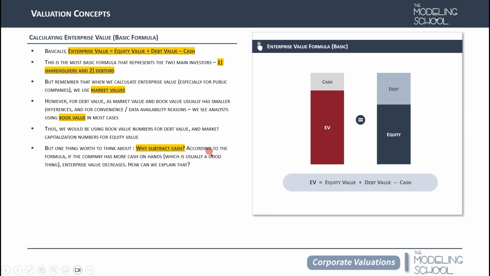But here's a very important question, and some interviewers in technical interviews do ask this specific question: why do we subtract cash at the end of the formula? Because according to the formula, if a company has a substantial amount of cash, ironically, enterprise value would go down. Usually, having a huge cash reserve is undoubtedly beneficial for the company, but what's happening here? Why does enterprise value decline?